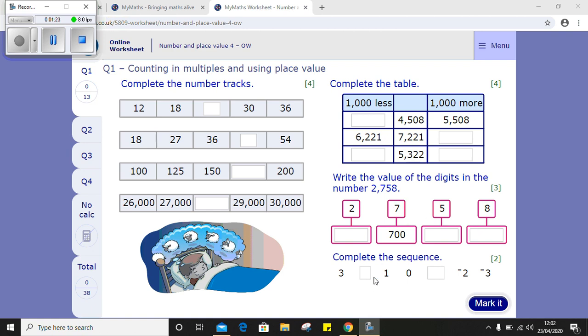Right, then looking down here at some negative numbers as well. We've got 3, missing number, 1, 0, missing number, -2, -3. So look at the sequence of those numbers and see what's coming next.